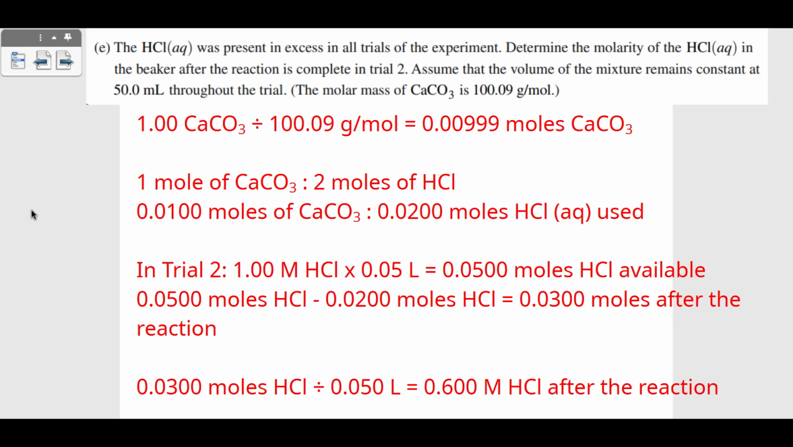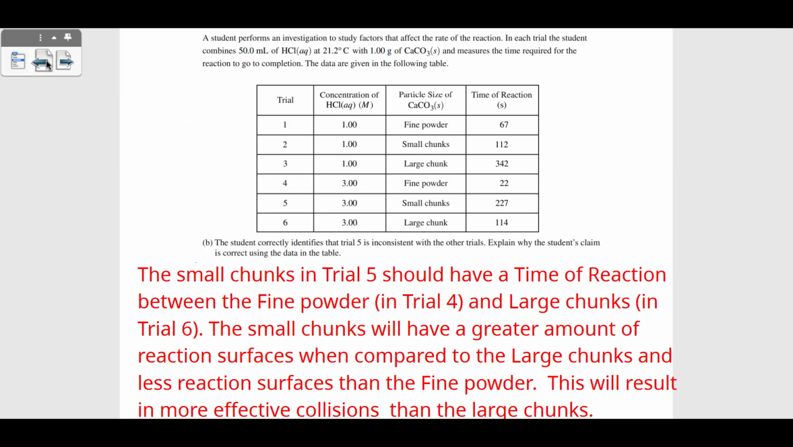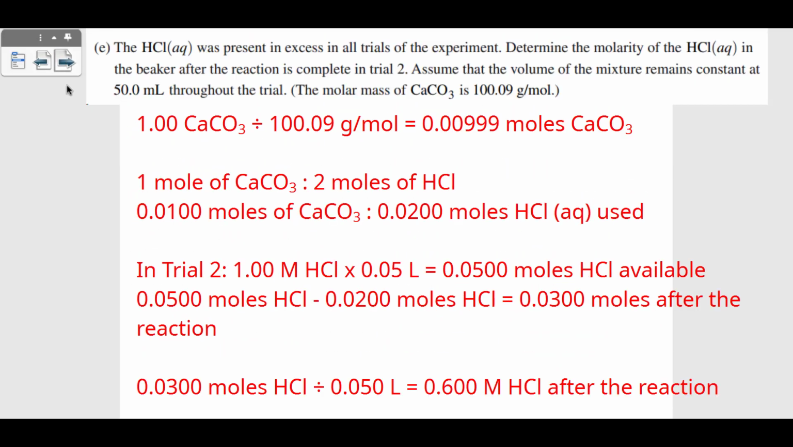And you can see I'm putting in words like used to make sure to keep everything straight. In trial 2, remember we're only looking at trial 2. In trial 2, we used 1 molar of HCl. We use 50 milliliters of HCl. So we take 1 molar of HCl times 0.05 liters, and that means we had 0.0500 moles of HCl available. That's how much we had. Remember, that was an excess.